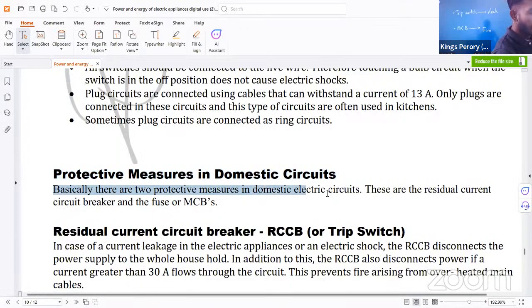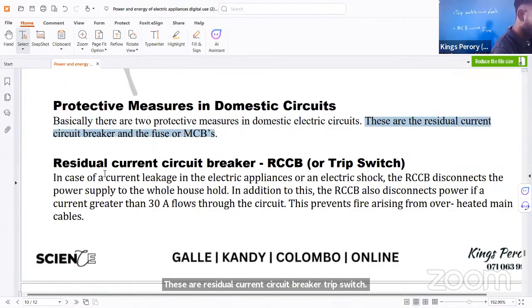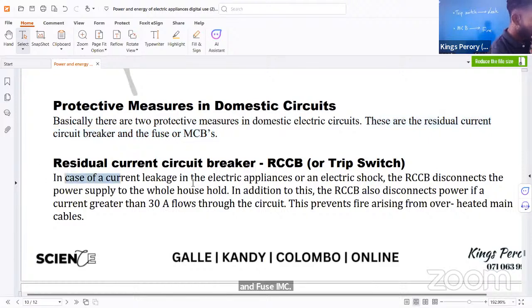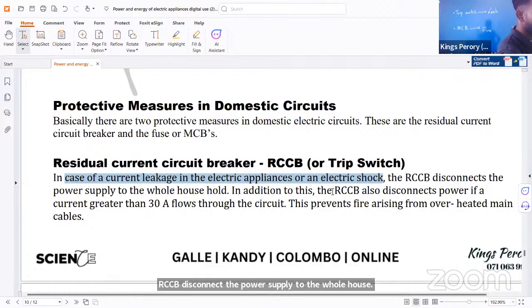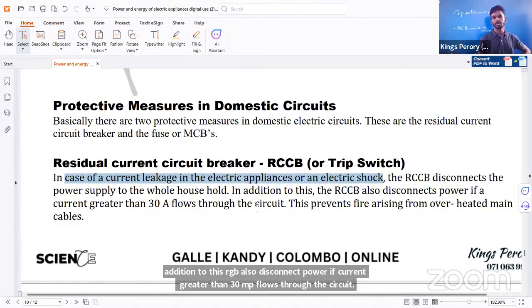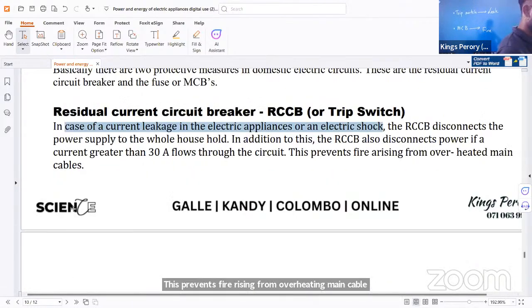Basically, there are two protective measures in electric circuit. These are the residual current circuit breaker, the trip switch, and the fuse or MCB. In case of current leakage in electric appliance or electric shock, RCCB disconnects the power supply to the whole house. In addition to this, RCCB also disconnects power if current greater than 30 ampere flows through the circuit. Not only the isolator, RCCB will also protect. This prevents fire arising from overheating main cable.